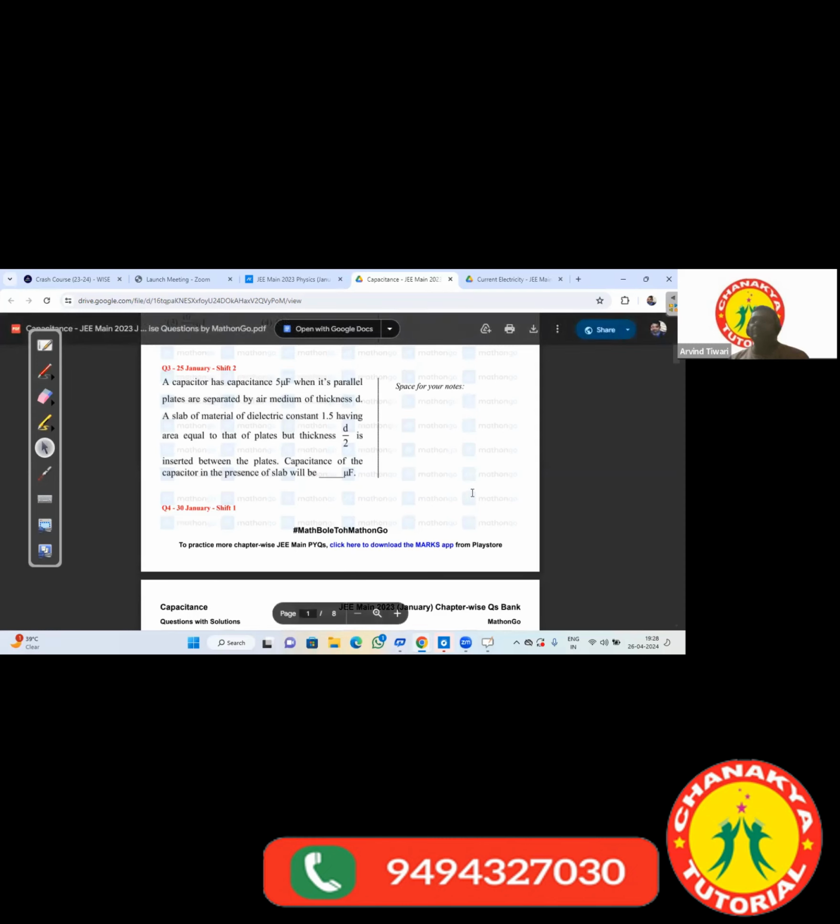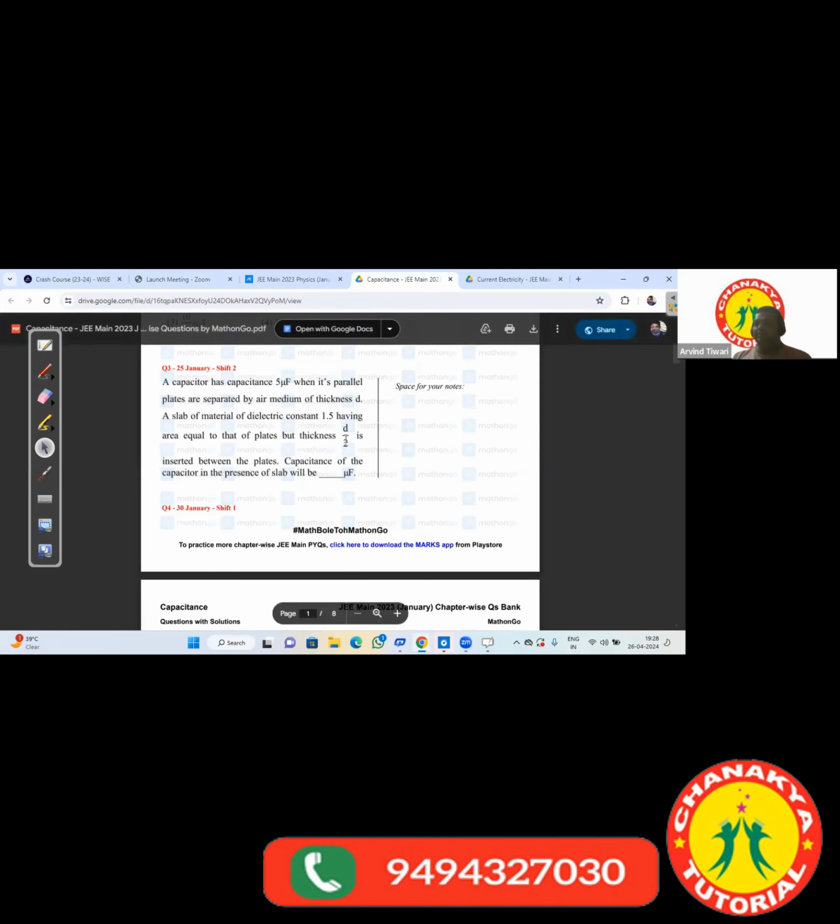So this also you can try out. This is a similar question to the one which we did just now. The same formula will work here. The plate area is same, but the new thickness is D by 2.